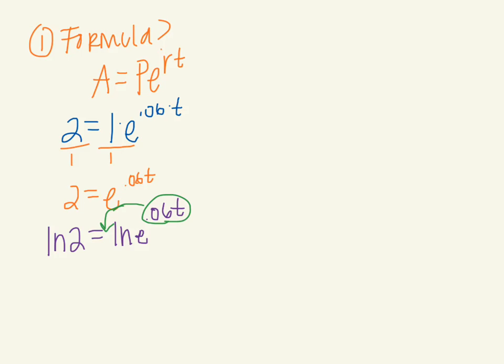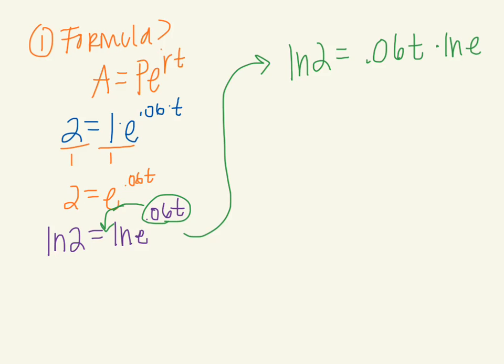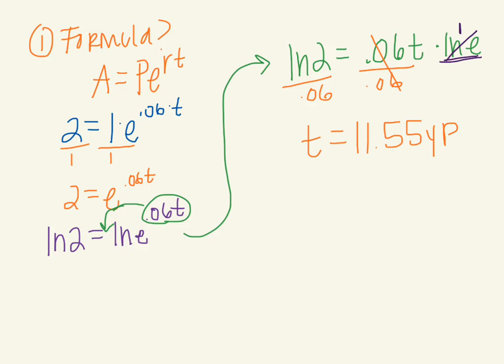When you move that exponent out front, what you end up with is ln of 2 on the left side is equal to 0.06t times ln of e on the right. Now we know that ln of e is equal to 1, so this is really nice. We don't even have to worry about it because it's just times 1, so we can ignore that. And if we're trying to get t by itself, all we have to do now is divide both sides by 0.06. So time ends up being 11.55 years.